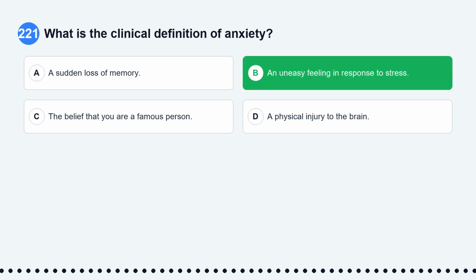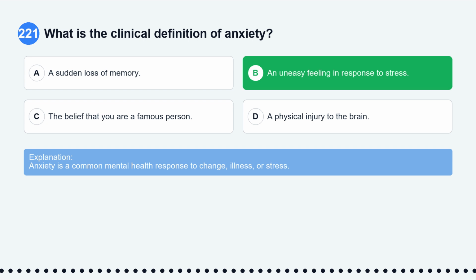The correct answer is option B. An uneasy feeling in response to stress. Anxiety is a common mental health response to change, illness, or stress.